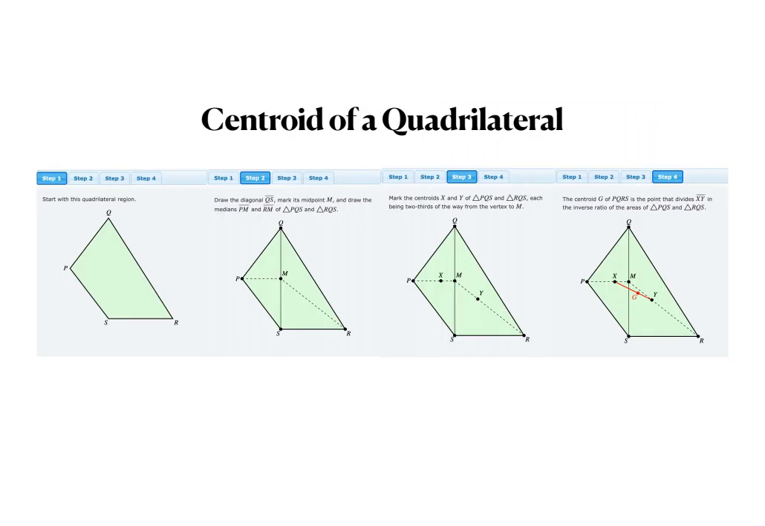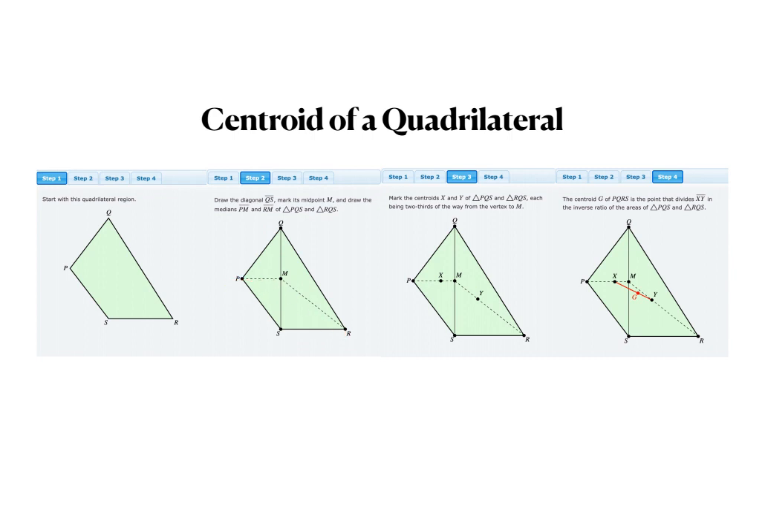Now, the next thing I'd like to talk about is finding the centroid of a quadrilateral. So we know how to find the centroid of a triangle. And remember, the centroid is the point where all the medians intersect. So if I start with this quadrilateral region and I divide it into two triangles, I can find the centroid in each. So in the left-hand triangle, I draw my segment from P to the midpoint of the side, and for this triangle, also from R to the midpoint of the opposite side.